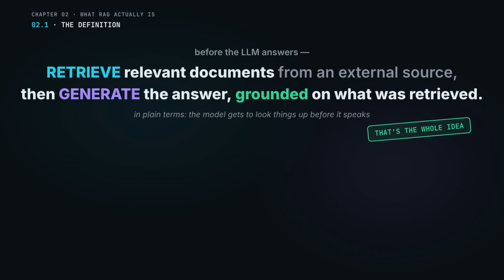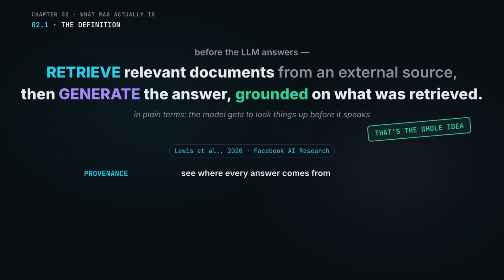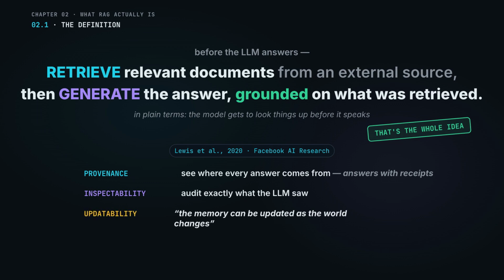Coined in 2020 by Patrick Lewis and colleagues at Facebook AI Research, and their stated reasons are worth quoting because they predicted this whole video. Provenance. You can see where every answer comes from. Simply put, answers with receipts. Inspectability. You can audit exactly what the LLM saw. And updatability. Quote, the memory can be updated as the world changes. No retraining. The paper called external documents a second kind of memory, which brings us to the architecture.